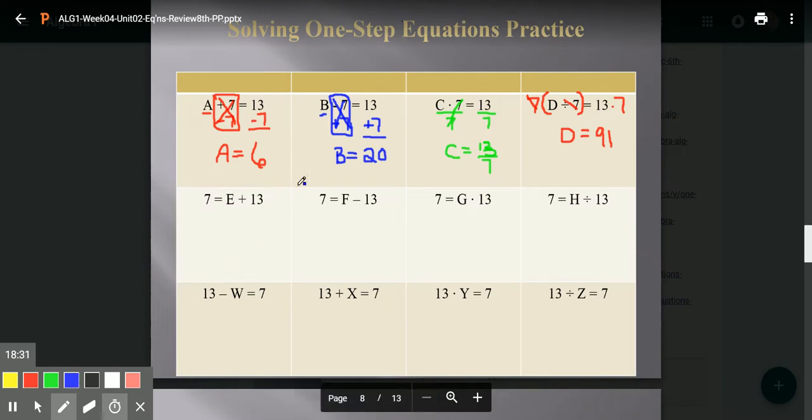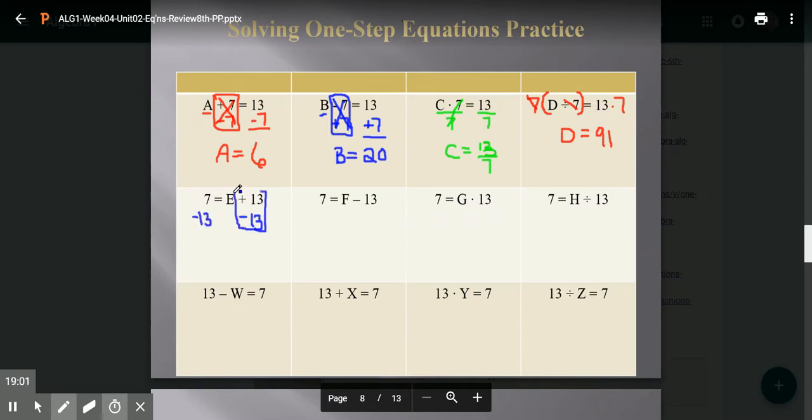Alright. Now, on this next row, we've got the variable on the right side. It doesn't change how it works. We still want to get the variable by itself, and we still need to do the same thing to one side as the other, and we're still looking for inverse operations so that we can isolate our variable. So the opposite of adding 13, that's going to be subtracting 13, the inverse, and so we'll do that to the other side as well.